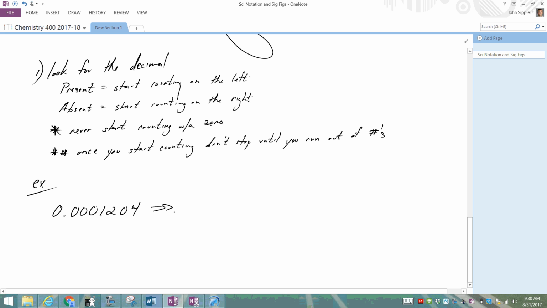Okay, so I have 0.0001204. All right. First thing we gotta do, look for the decimal. Present or absent? Present. Okay, so that means we're going to the left side of the number, and we're going to move in the number from left to right. Okay, so from Pacific to Atlantic.